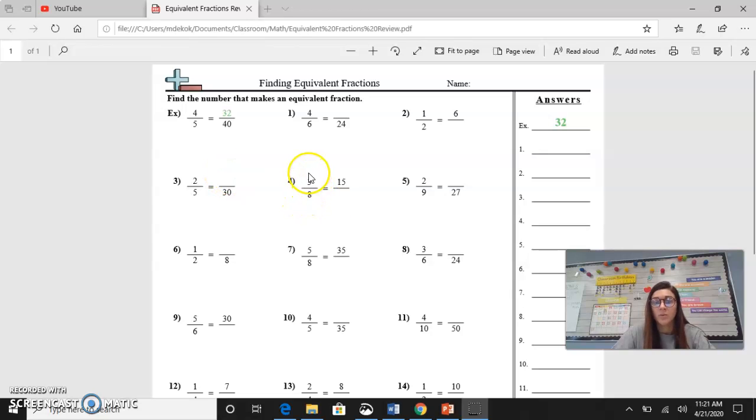Same thing here. 3 times what is 15? If 3 times 5 is 15, 8 times 5 is 40. So what you do to the top or the bottom, you have to do the opposite to figure out your answer.